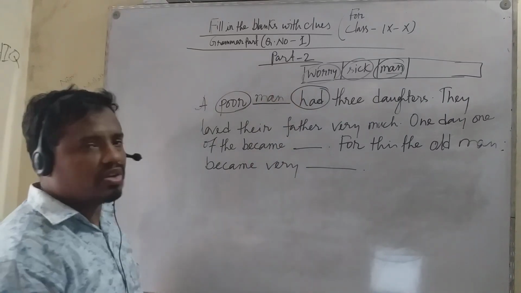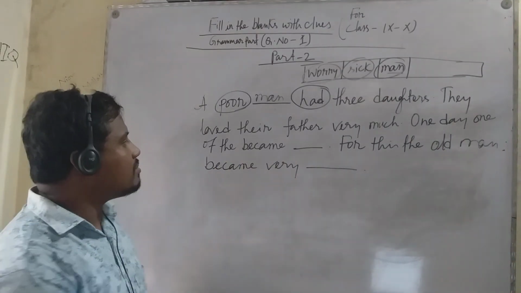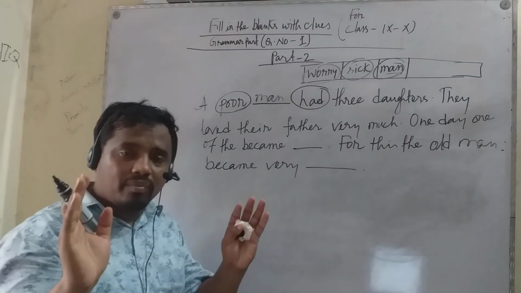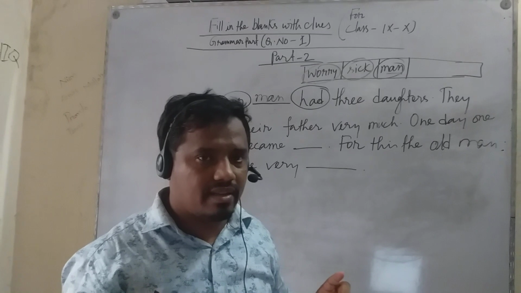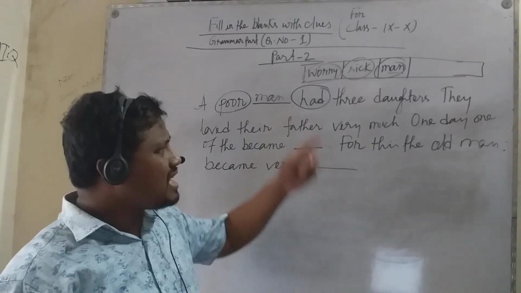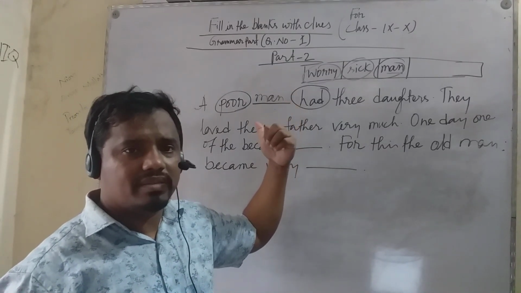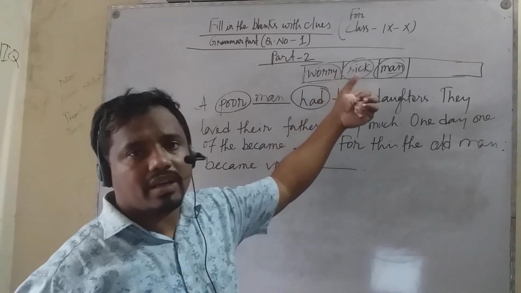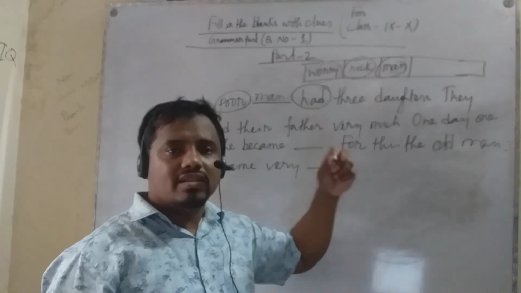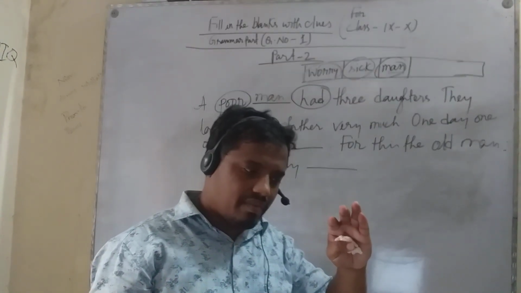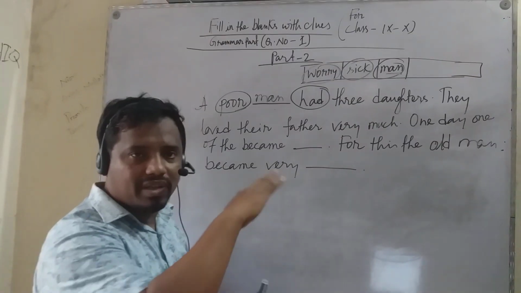A poor man had three daughters. They loved their father very much. One day, one of them became. First of all, you have to look at the sentence and think about which part is missing. If you think about a verb, there may be a noun that you have to convert into a verb. Or you may need an adjective, or a noun. You have to transform the word from adjective into noun, or noun into adjective, to complete this.